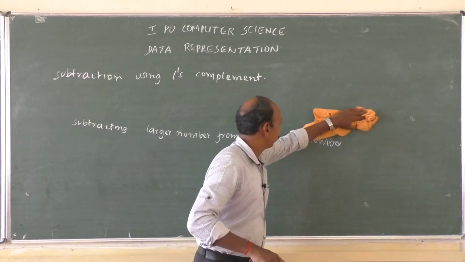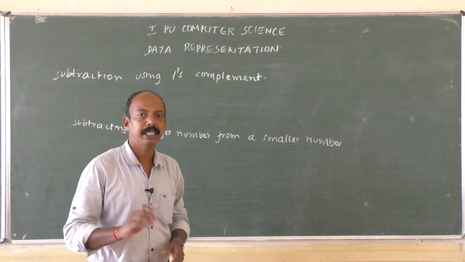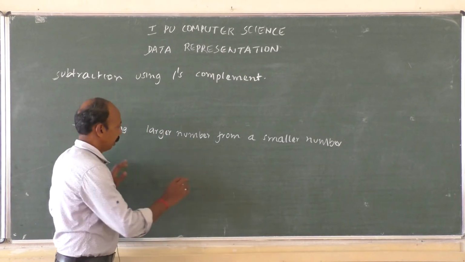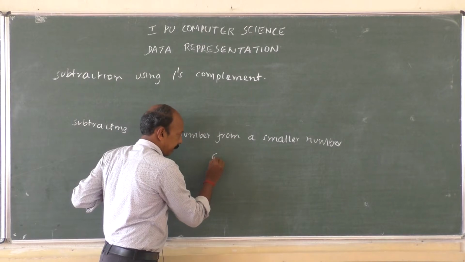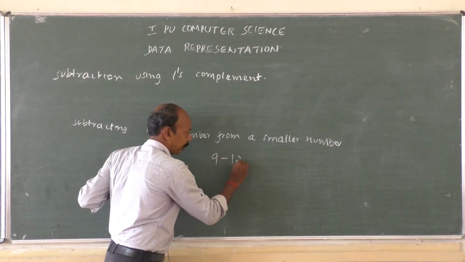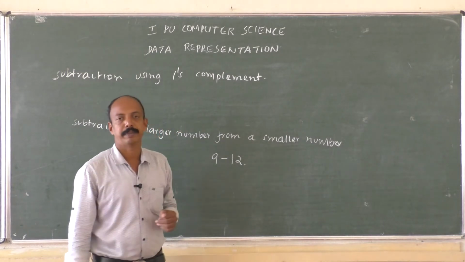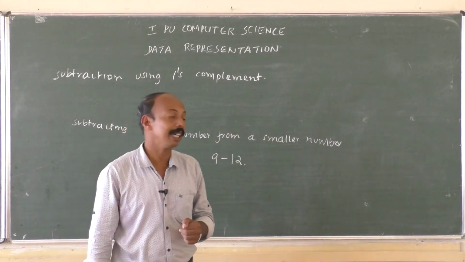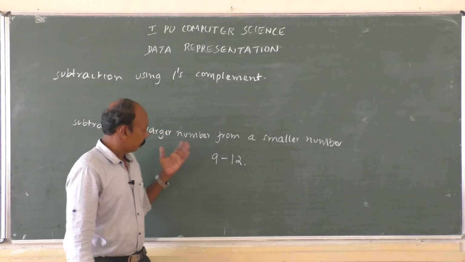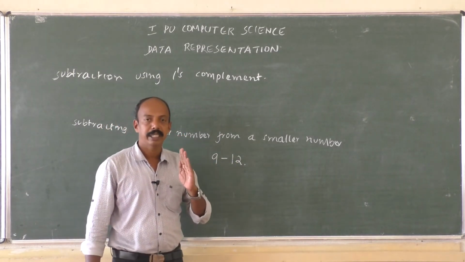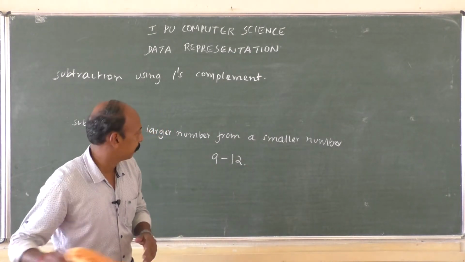So in this case, what we have to do? The method will be the same with some minor changes. Suppose we get a number something like this: 9 minus 12. The question may be given like that: subtract 12 from 9. So first we have to write its binary form, isn't it? We shall do that.